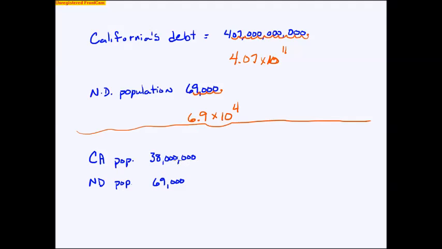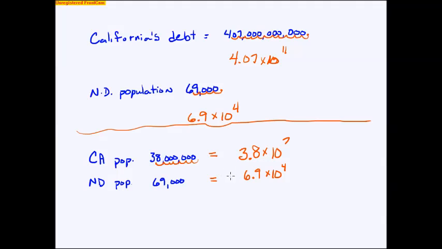So let's convert this one. All right, this would convert to 3.8 times 10 to the, how many places do I have to move it? I have to move it 1, 2, 3, 4, 5, 6, 7. So this is 3.8 times 10 to the 7th. And this number is, we already did this one up here, it's 6.9 times 10 to the 4th.